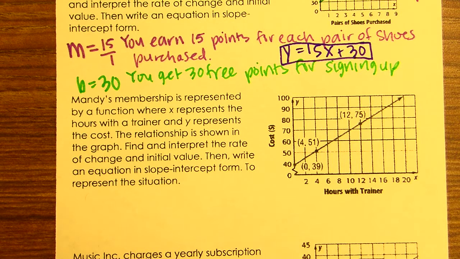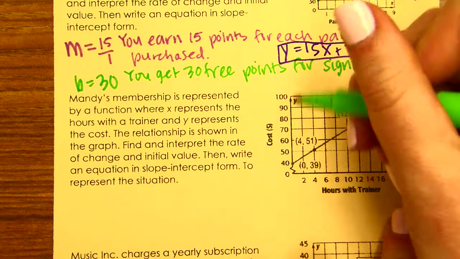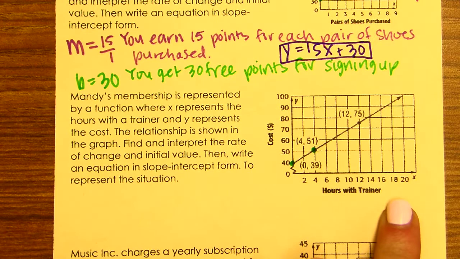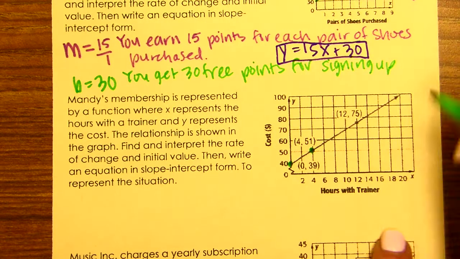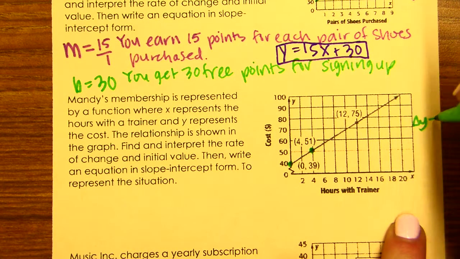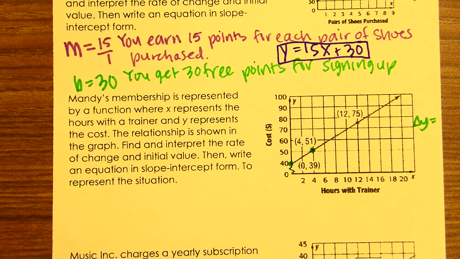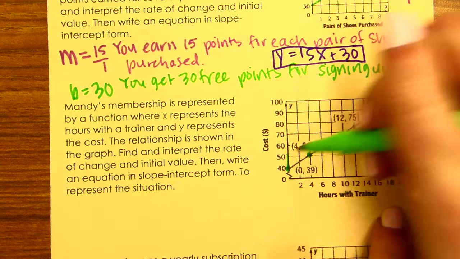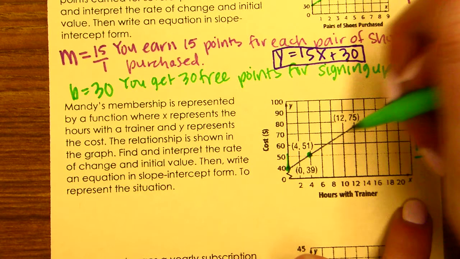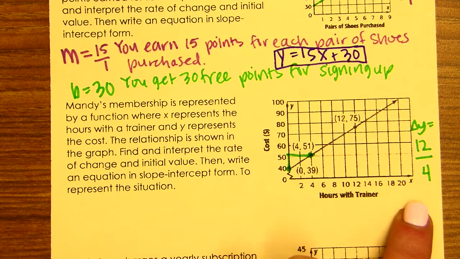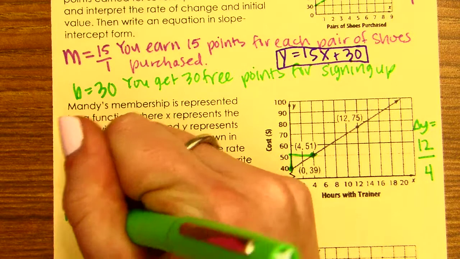So first I'll find the rate of change, and I'm going to use two of the points where it gives us the coordinates. I need to find change in y over change in x. My y value goes up from 39 to 51. So the difference between those two is 12, so I know it goes up 12. And my change in x goes from 0 to 4, so it goes to the right 4. I can simplify that to 3. So my rate of change is 3.